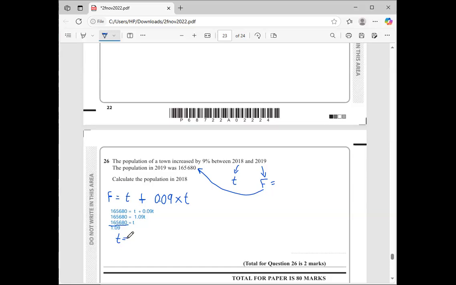Hope you have your calculator already. 152,000. Okay, here we go. 152. Let's use the text property to make it faster. 152. How many zeros did you say? 3. Okay, there we go. All right, and that's it.